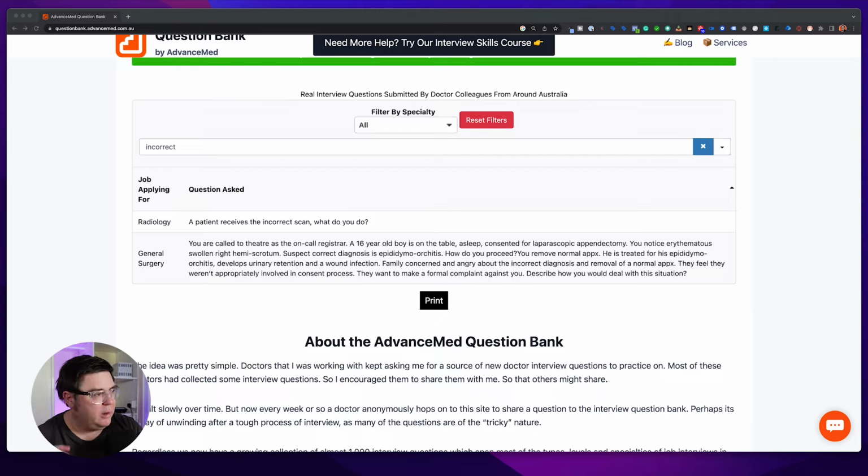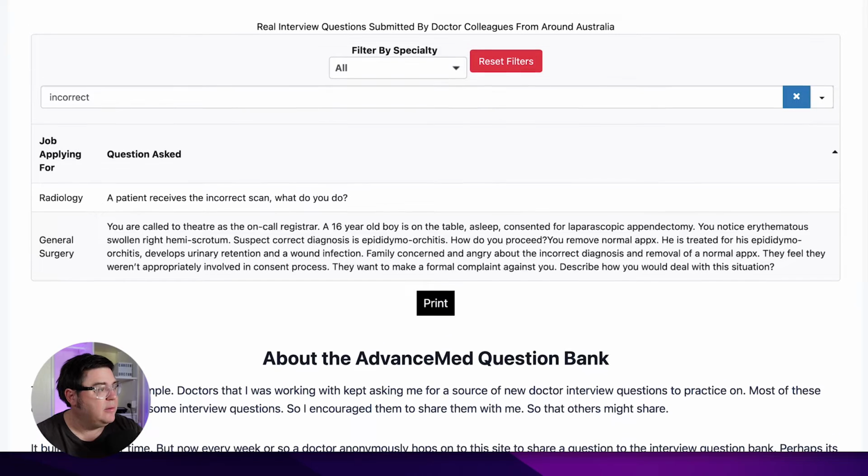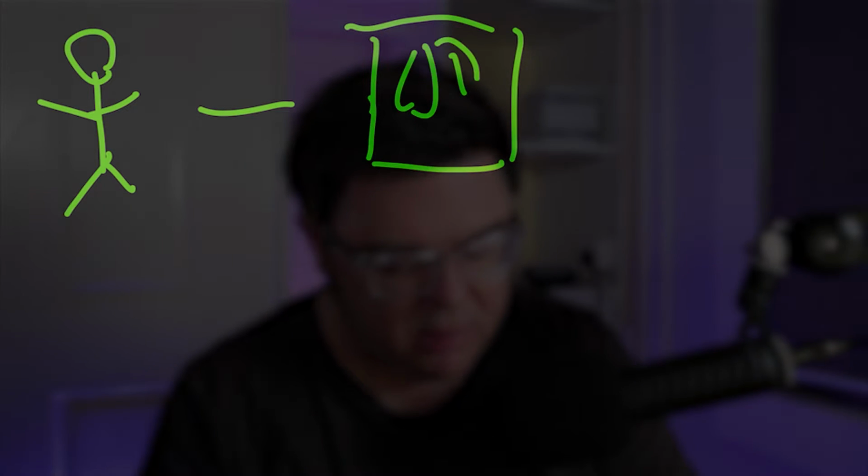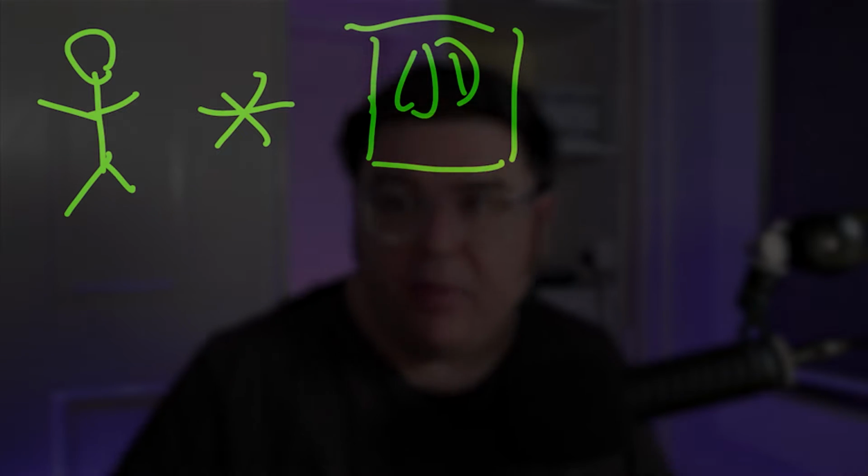Okay, so here's a question from the Advanced Med Question Bank, and the question is from a radiology training interview panel. A patient receives the incorrect scan, what do you do? So we have a patient and they receive an x-ray or some sort of other scan, which is the wrong one. So this is an ethical, professional error type question.